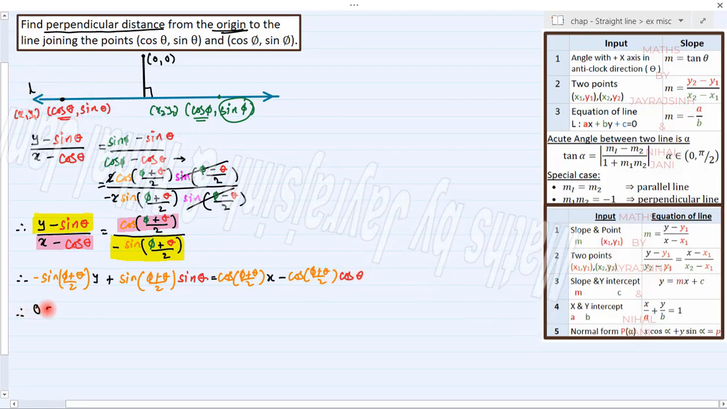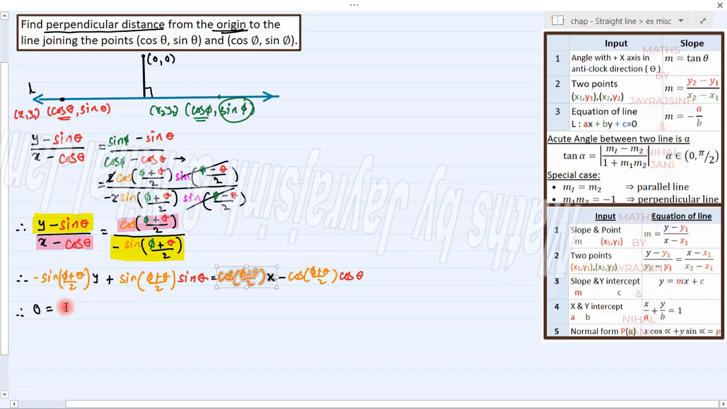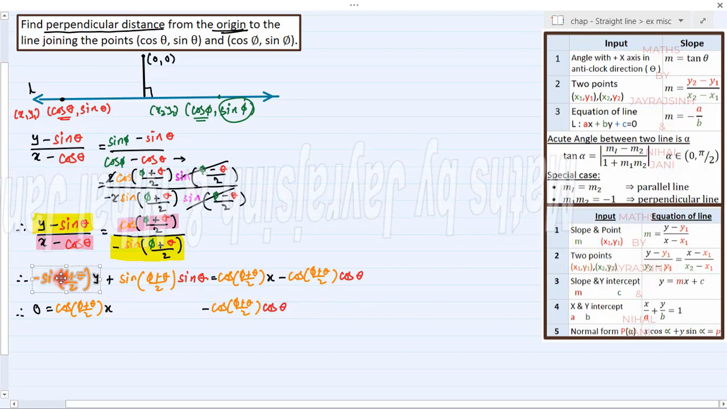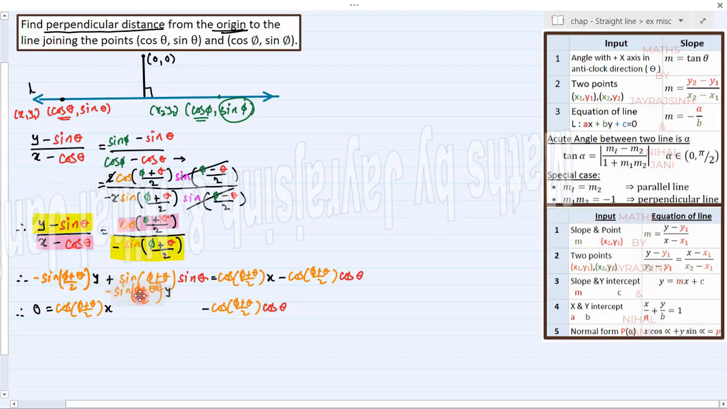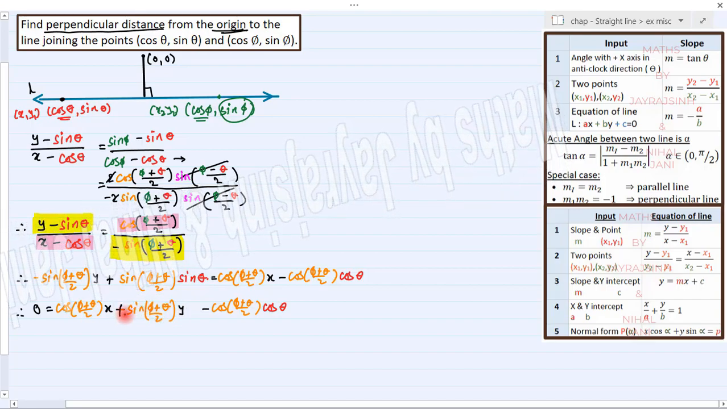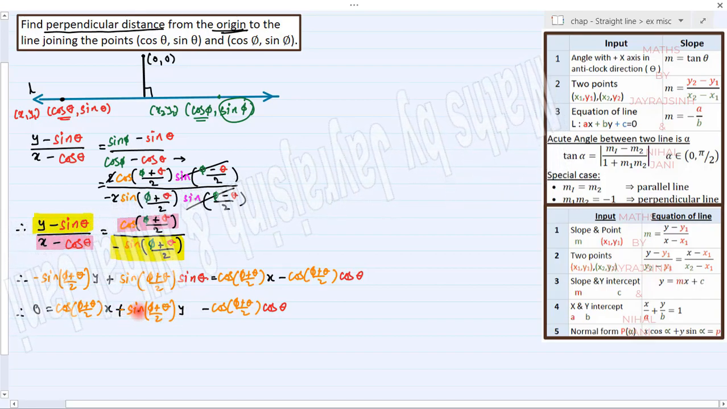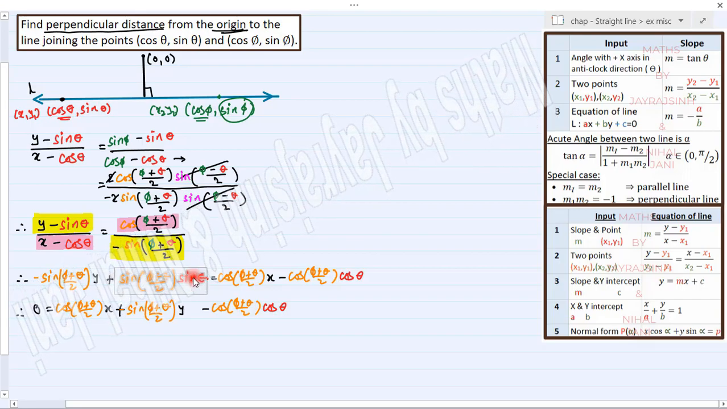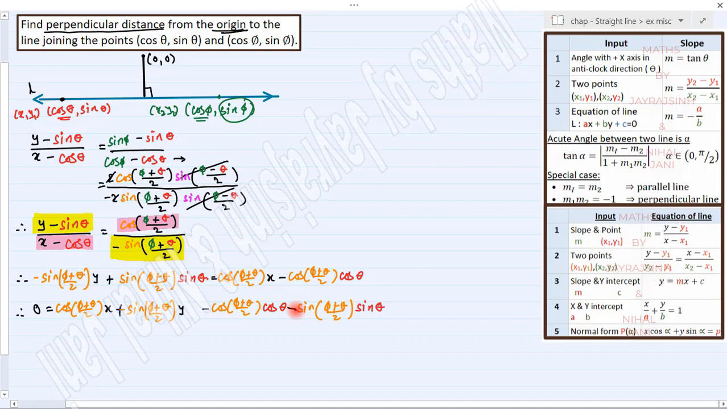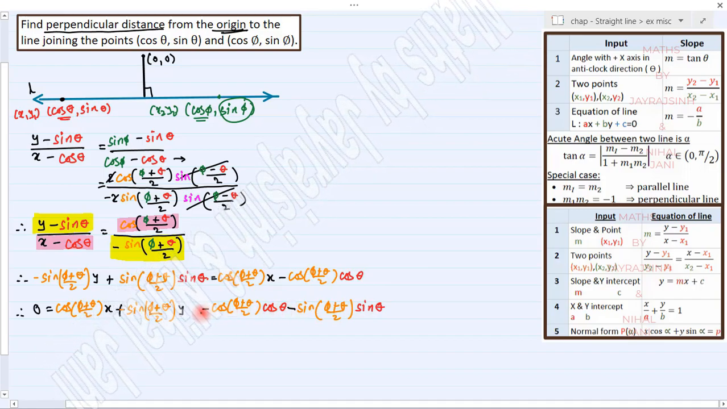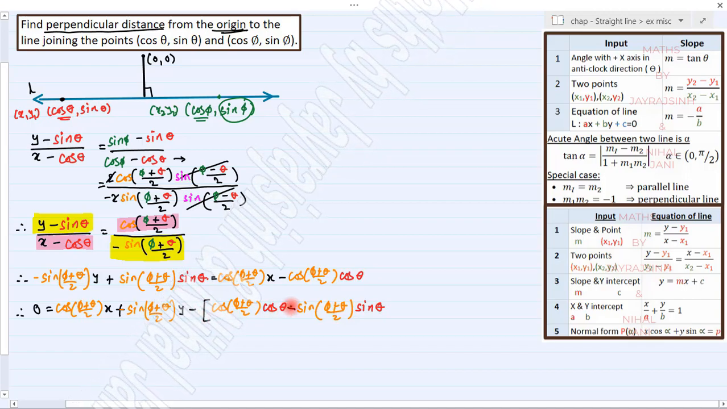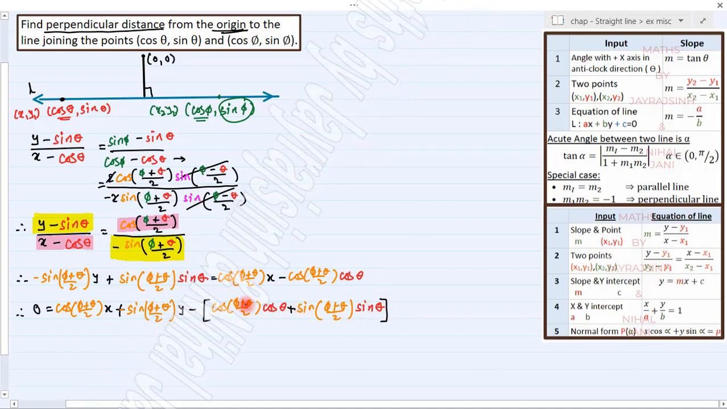Now let's collect all the terms on the right side. The terms on the right side will be as they are. Now let's move the terms of the left side to the right side. So this will become plus sin((π+θ)/2) into y, and this term will become minus. From the constant terms we can take minus common, so this will become plus.